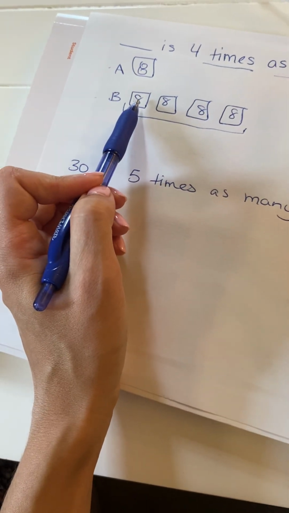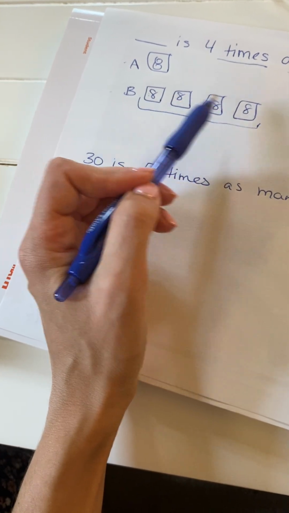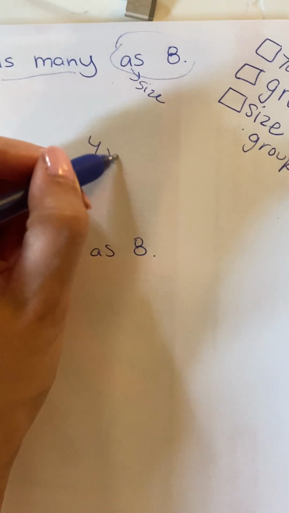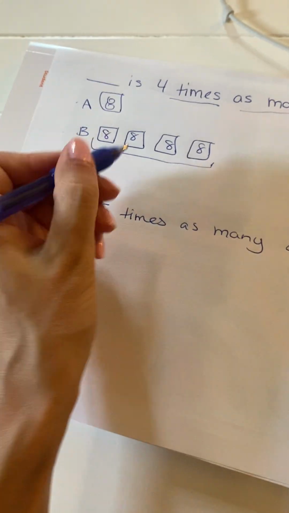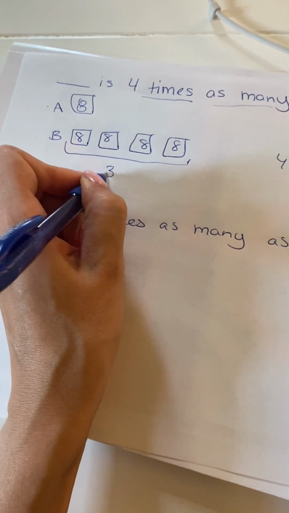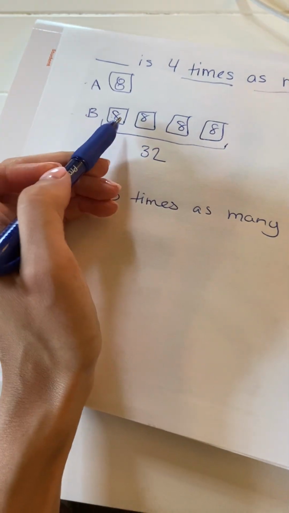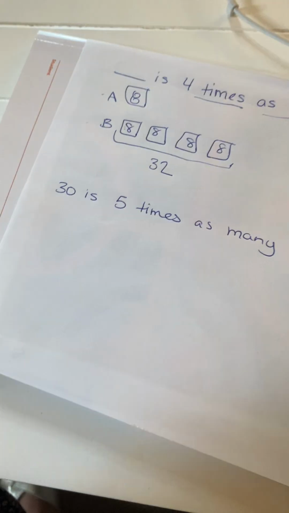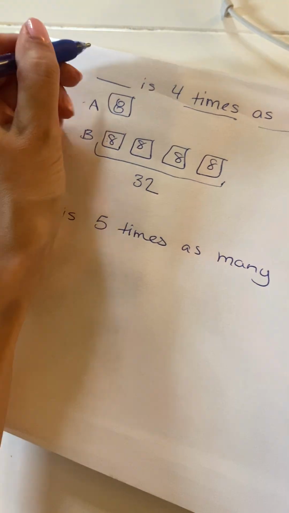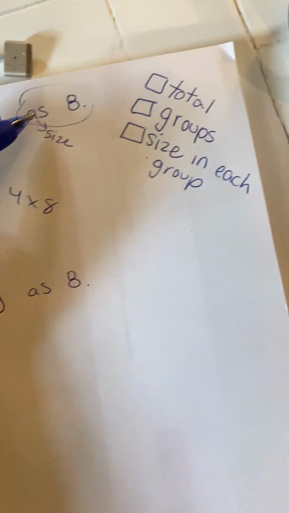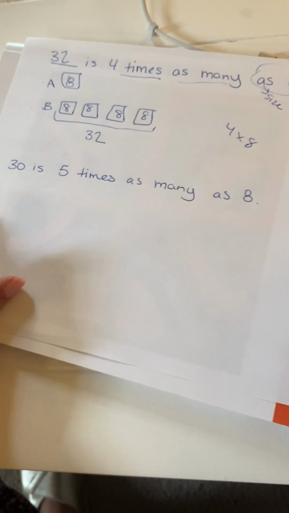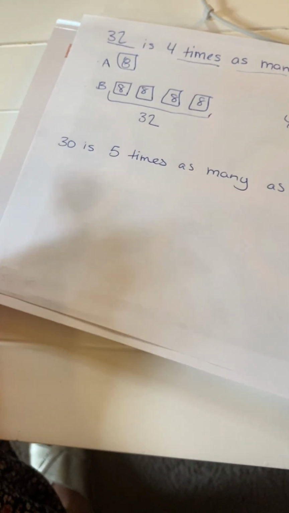And so you can use a lot of strategies. We've got 4 groups of 8, 4 times 8. You can skip count by 8 4 times, but that's going to give us a grand total of 32. Okay? Cuatro grupos de ocho. Practicing my Spanish. So here we go. Total, groups, size of each group. Next one. 30 is 5 times as many as 8.